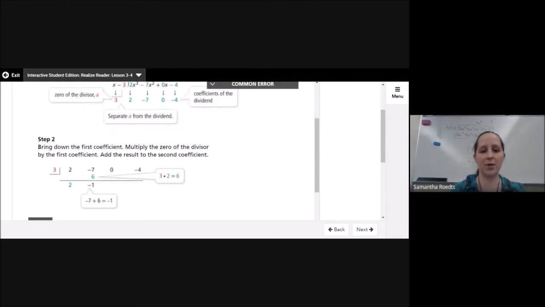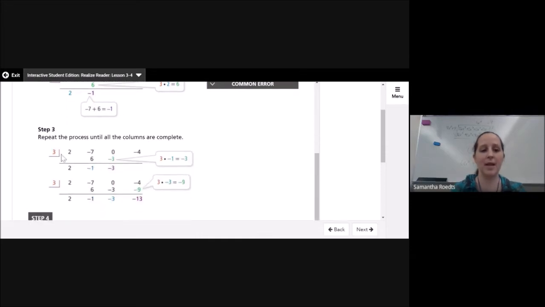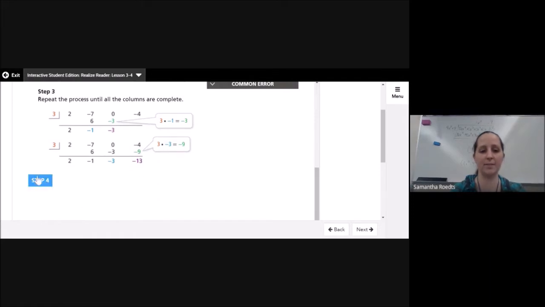I bring down the first coefficient. 2 comes down. I multiply the 0 of the divisor by the first coefficient: 3 times 2 gives me 6. Then I add the result. Negative 7 plus 6 is negative 1. Then I repeat. 3 times negative 1 gives me negative 3. Plus 0 is negative 3. And then 3 times negative 3 gives me negative 9. Negative 4 plus negative 9 is negative 13.